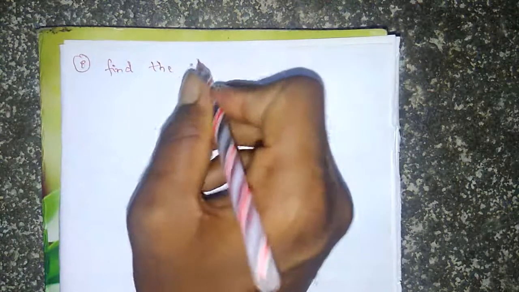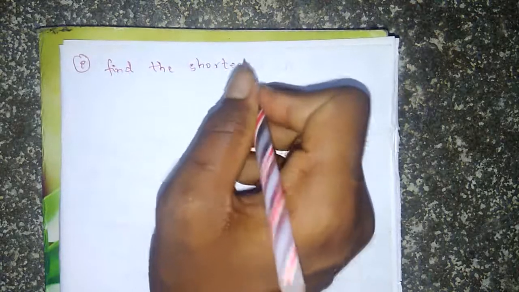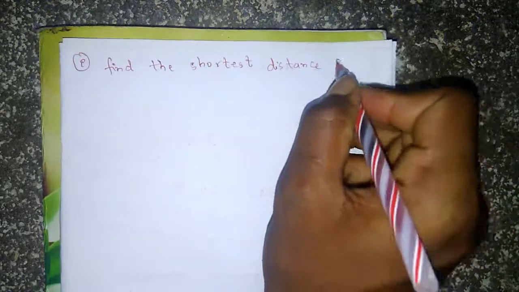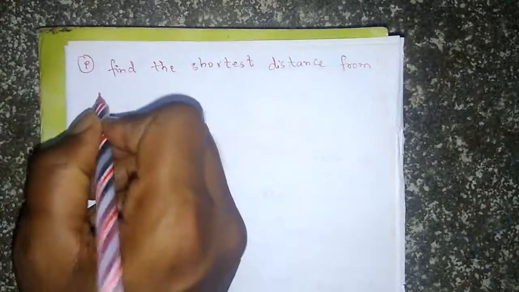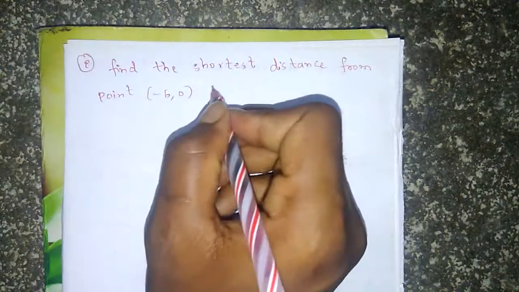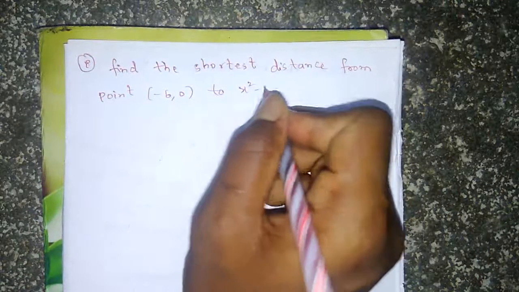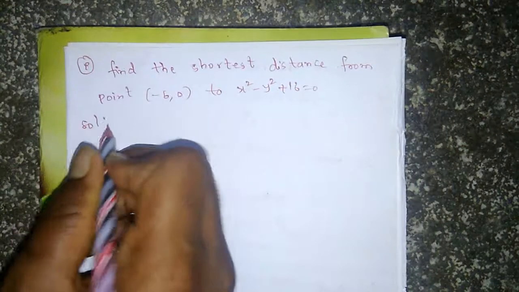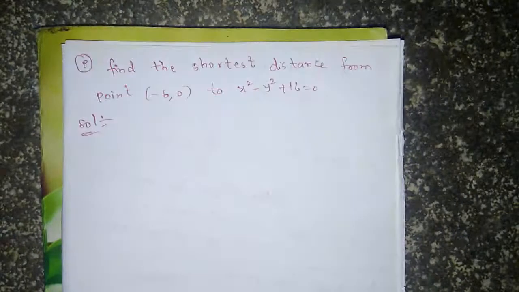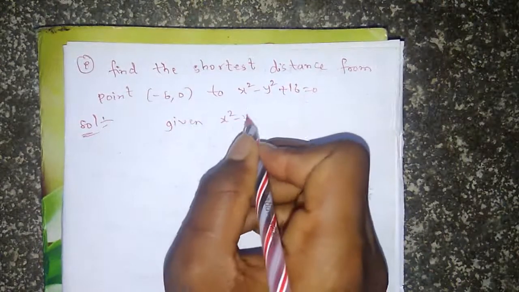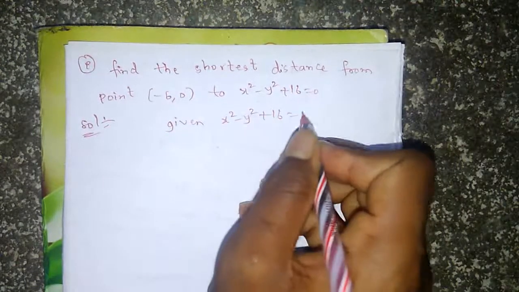Find the shortest distance from point minus 6 comma 0 to x square minus y square plus 16 is equal to 0. Here given x square minus y square plus 16 is equal to 0.